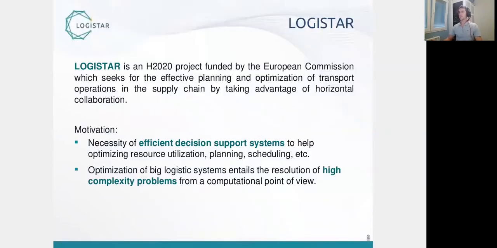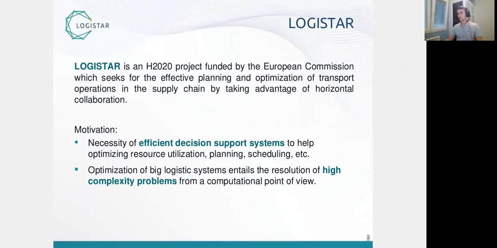Okay, so let's begin describing the project. The LOGISTAR project is a Horizon 2020 European project which aims for an effective planning and optimization of transport operations. To tackle this objective, among others, it takes advantage of horizontal collaboration, backhauling and intermodal transshipment. The final aim of LOGISTAR is to deliver a decision-making support tool for planning and optimization.